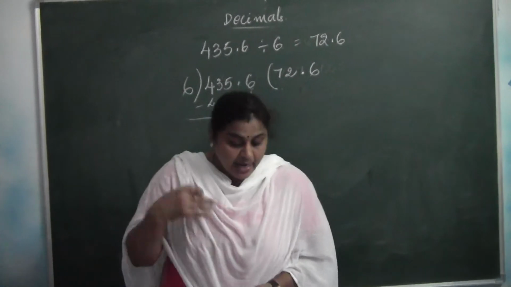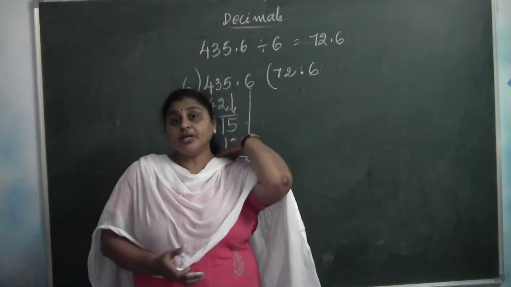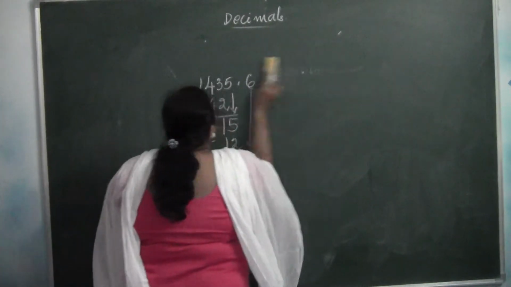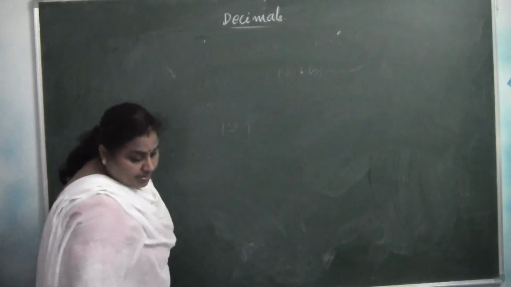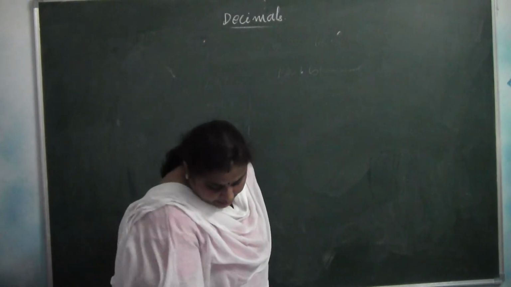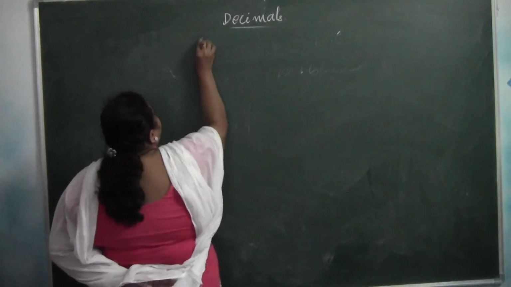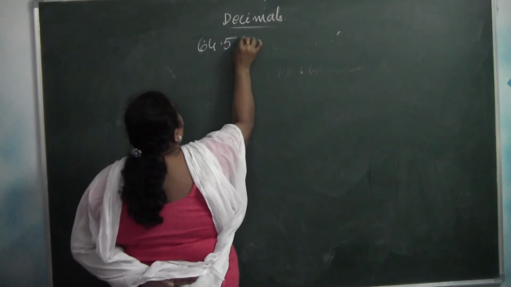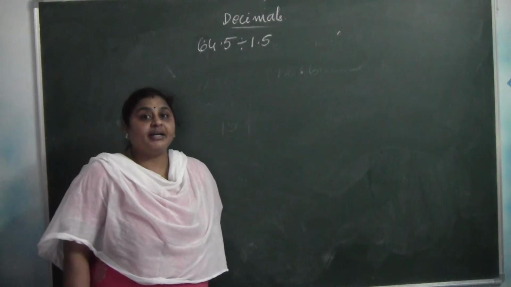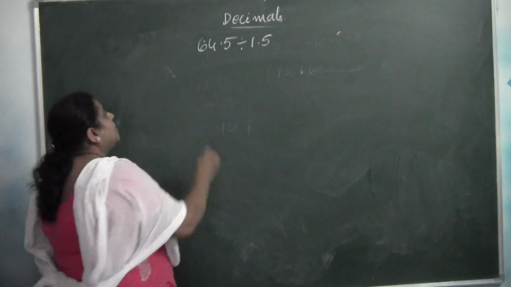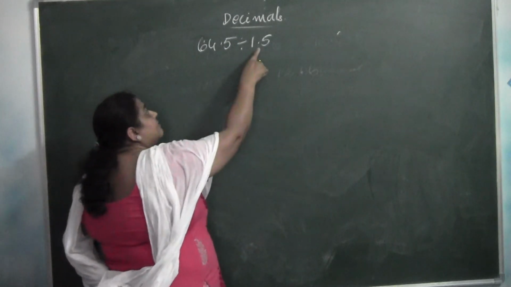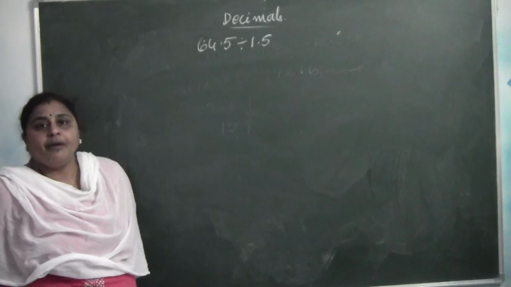Hope you understood children. Next, let us see how to divide two decimal numbers. Let us see that also. Now let us learn how to divide two decimal numbers. Let us take an example. 64.5 divided with 1.5. Now, so here you see in the dividend also we have a decimal point and in the divisor also we have a decimal point.